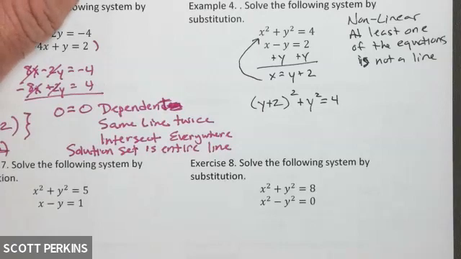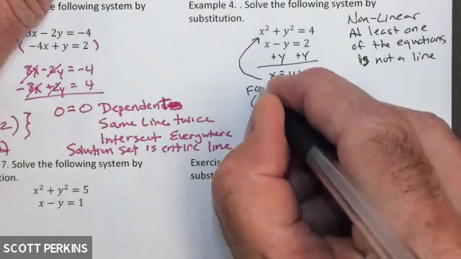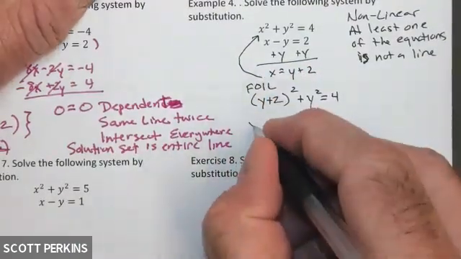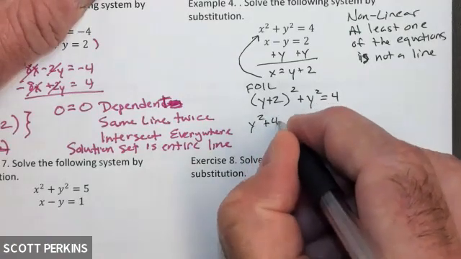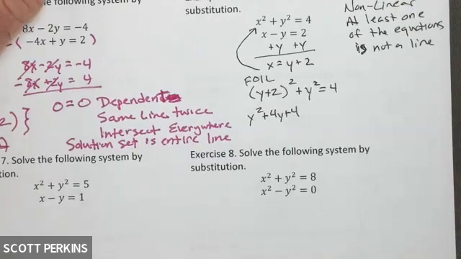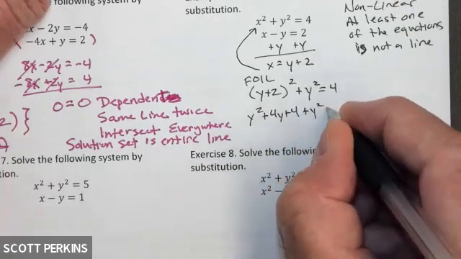Okay, this next part is foiling, and I don't have room to write the foiling down on here, so I'm just going to write the word foil. You're going to foil that y plus 2, and what you're going to get is y squared plus 4y plus 4. And then plus the other y squared that's just sitting there waiting, and then equals 4.